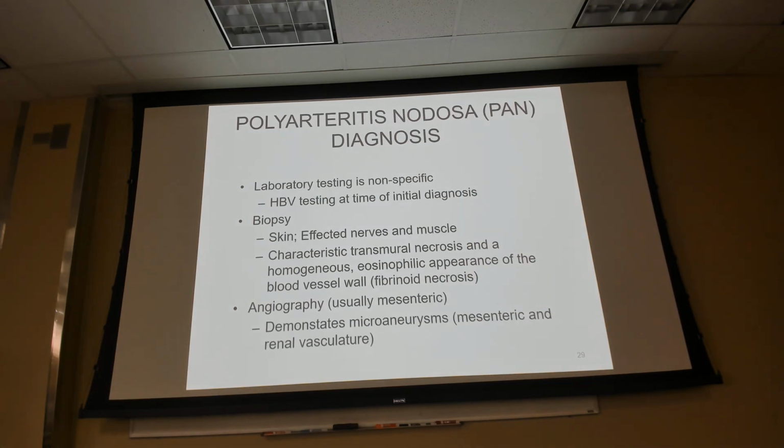Laboratory testing, again, hepatitis. So we're going to check for that. We can biopsy the skin, nerve, and muscle that are having issues. Characteristic transmural necrosis of a homogeneous eosinophilic appearance. As we said before, we can also do angiography.